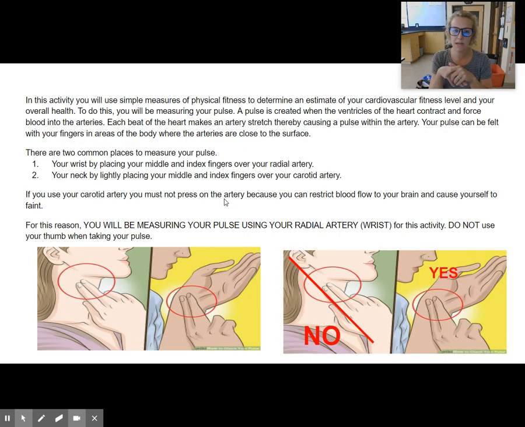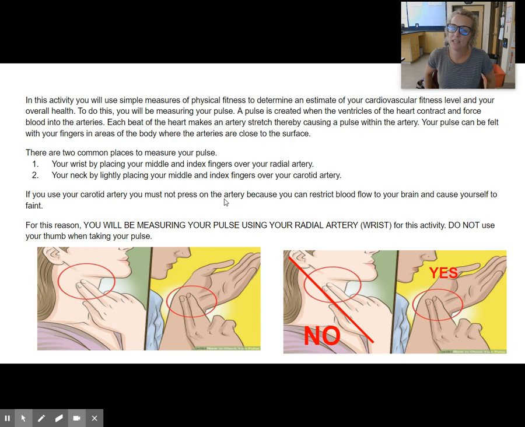Now, in this activity, we're going to use the simple measurement tool of taking our heart rate to determine how fit you are on a cardiovascular level. What I'm going to do really quickly is show you how to complete this lab. I'm going to show you what portions of the lab are going to require some data, and then there are other pieces of the lab that are going to require some analysis.